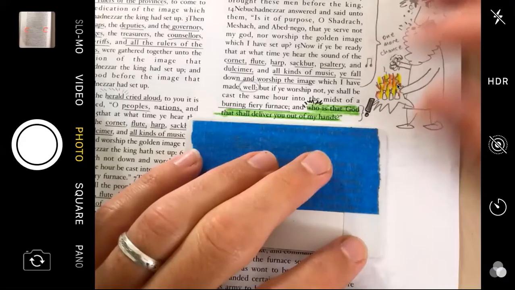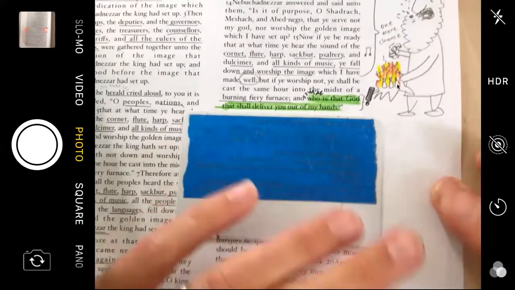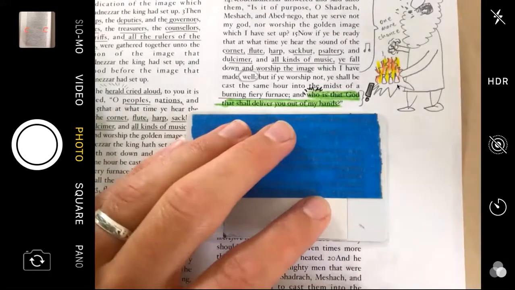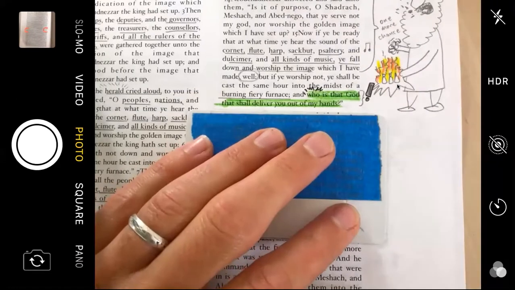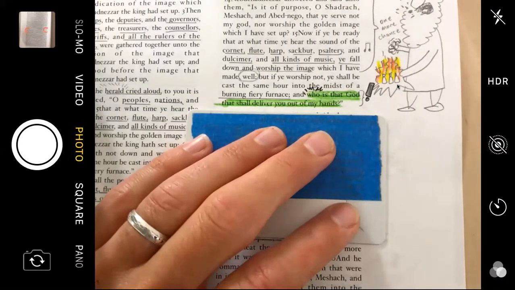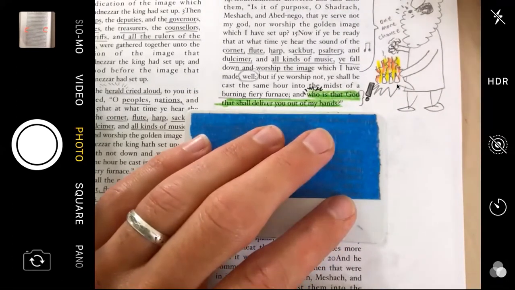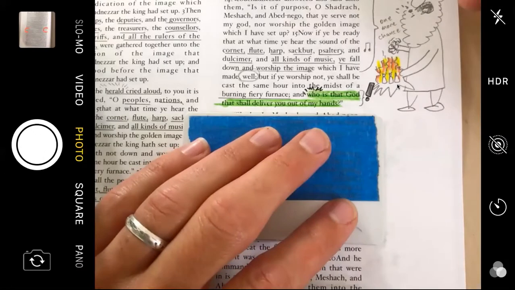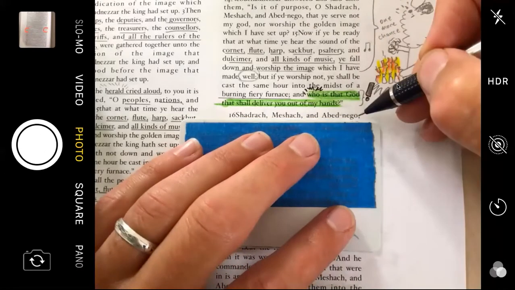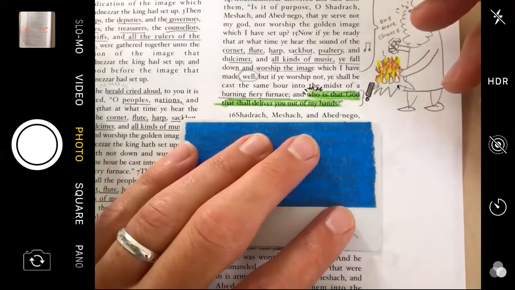Okay, so let's see. We're not going to read much more in the story. This is a story that we know, but we are going to read the cool part. I drew Nebuchadnezzar throwing a tantrum. Nice. Oh, I have it drawn on the board behind me. I'll have to do that after this paragraph. Okay, Shadrach, Meshach, and Abednego.